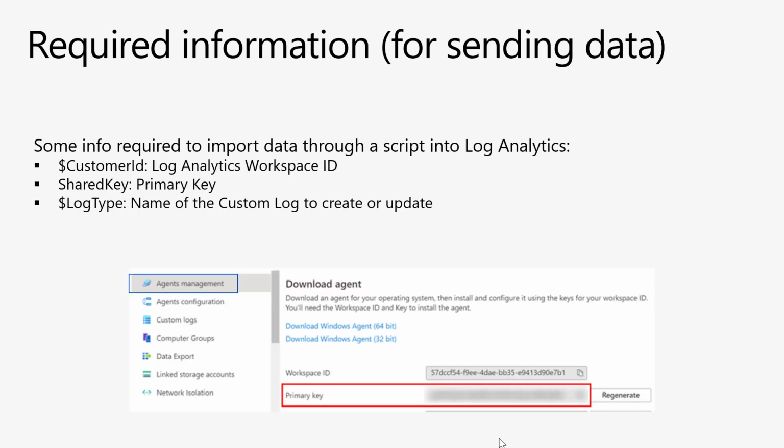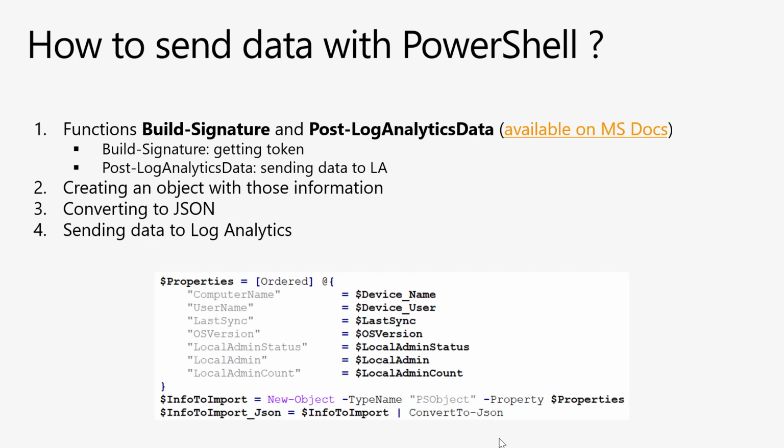We will need some required information to send data from our proactive remediation script into Log Analytics. We will use information like the workspace ID and primary key. Both are available in the agent management part, and we will specify the name of the custom log to create or update. We will use a custom log. The custom log will contain all custom data.